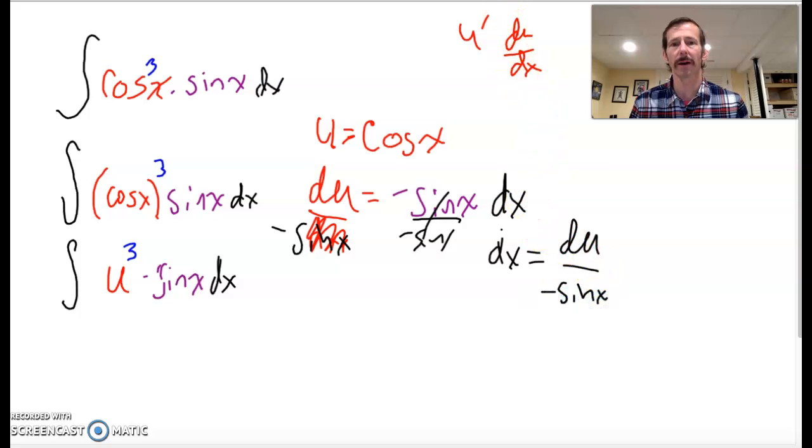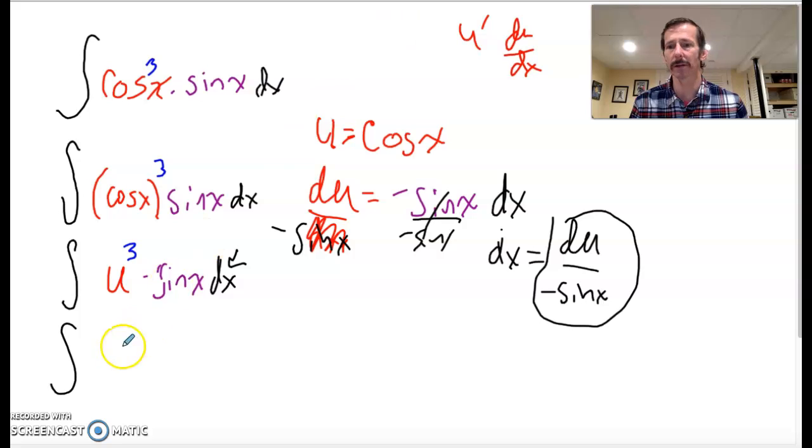And now I have something that I can substitute. This is what dx equals. I know it's kind of getting a little messier here, but that's all right. So I'm going to rewrite. I'm going to try to keep my color coding. This is still u to the third. Boom. Notice I'm not doing anything to the outside function. I am going to keep my sine x right here.